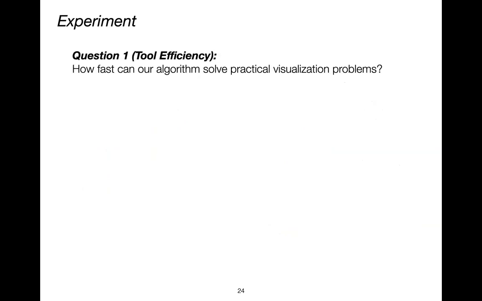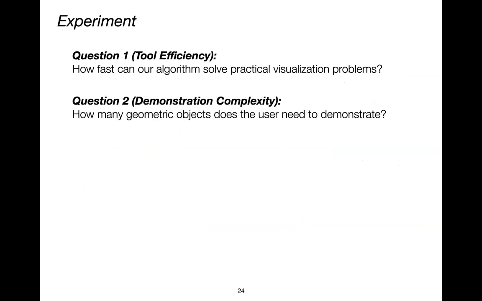So this is mostly about the algorithm. We also did a bunch of experiments to evaluate those algorithms. This is mostly for us to understand how the algorithm performs. The first question is about tool efficiency. How fast can the algorithm solve some practical visualization problems? And how much ambiguity are the visualizations going to result in?